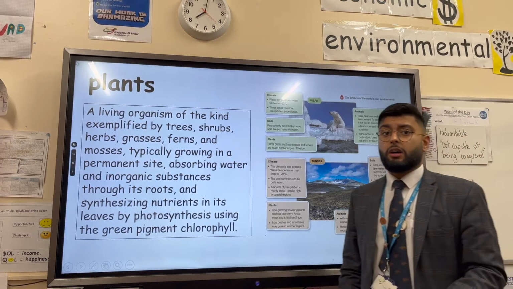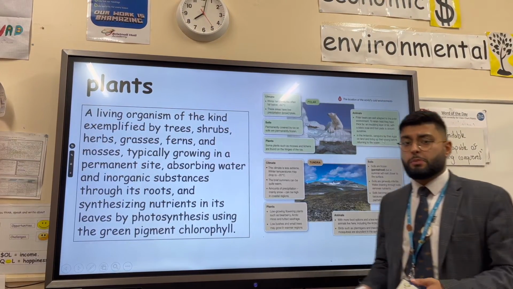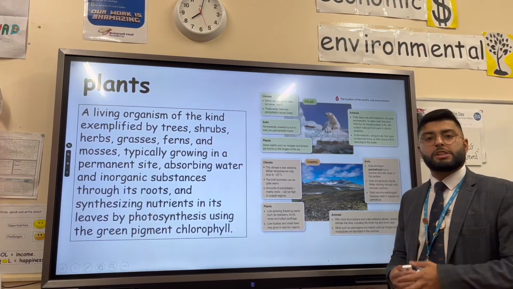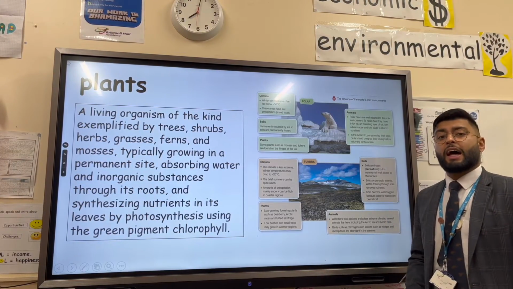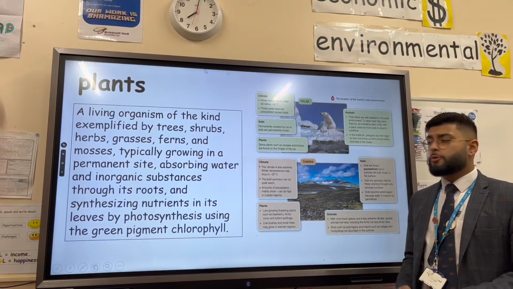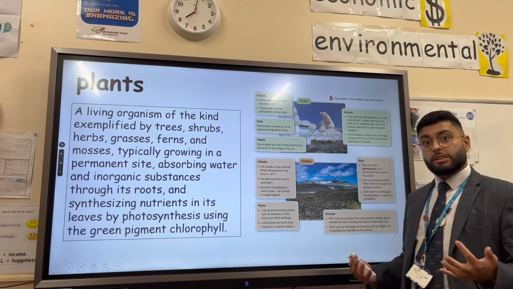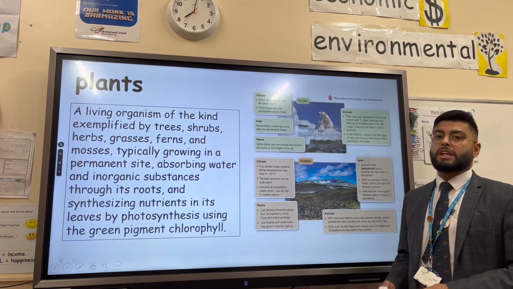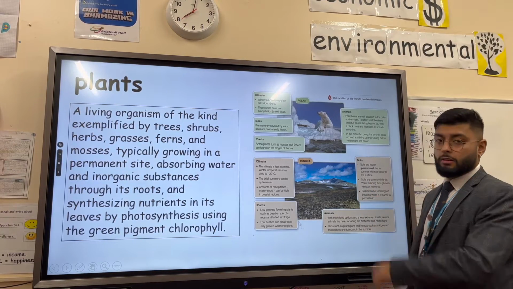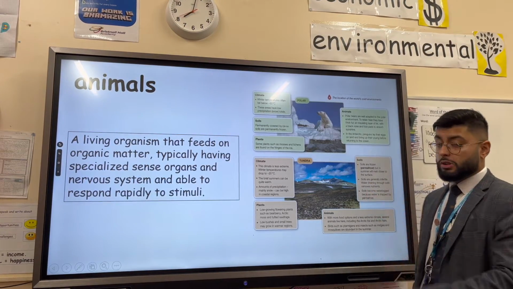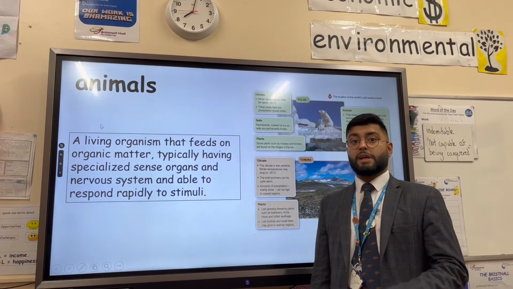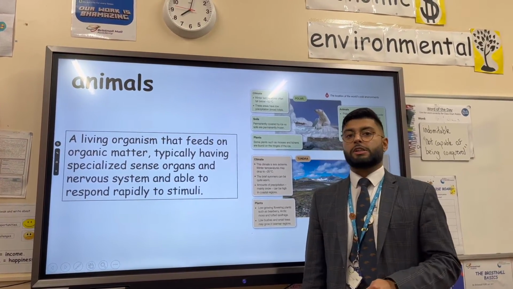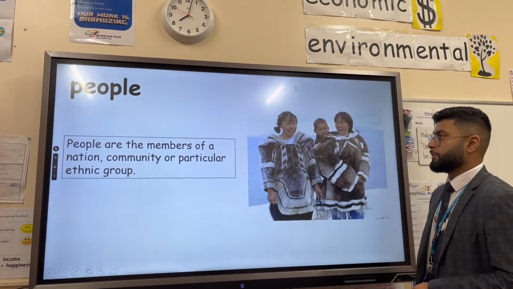Plants, those are any vegetation, so trees, but when we're talking about cold environments, it's more likely to be shrubs, small bushes, mosses, and lichens, and they are producers, so they convert sunlight into energy for the ecosystem, and all organisms in cold environments are interdependent on plants. Animals are any living organism that feeds on organic matter, whether that be other animals, other consumers, or producers.